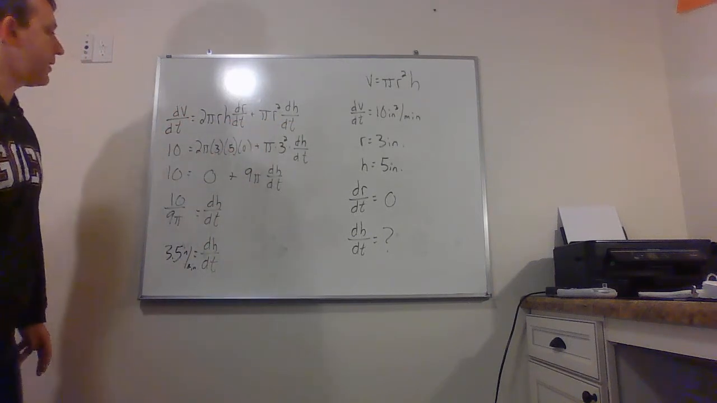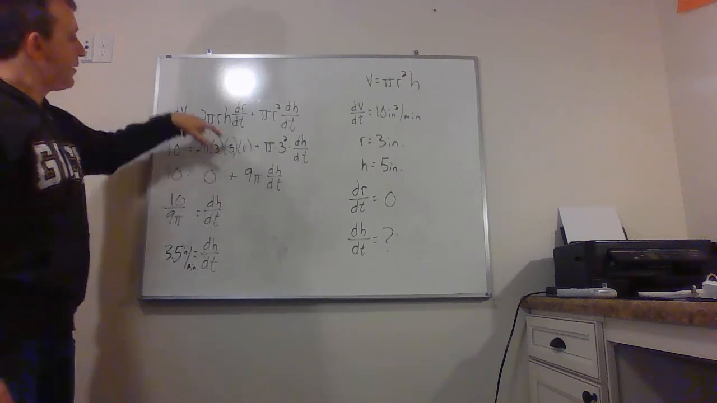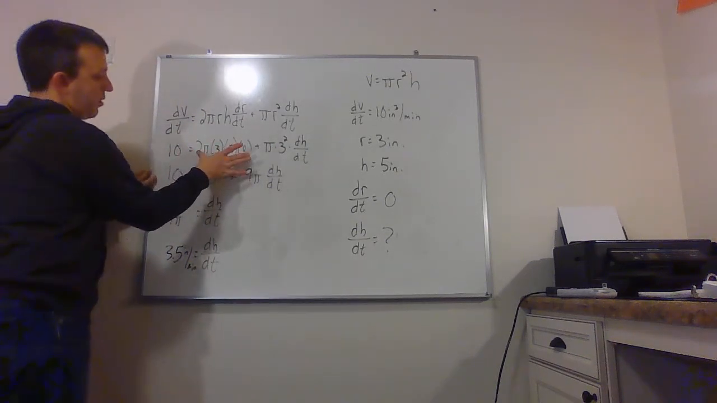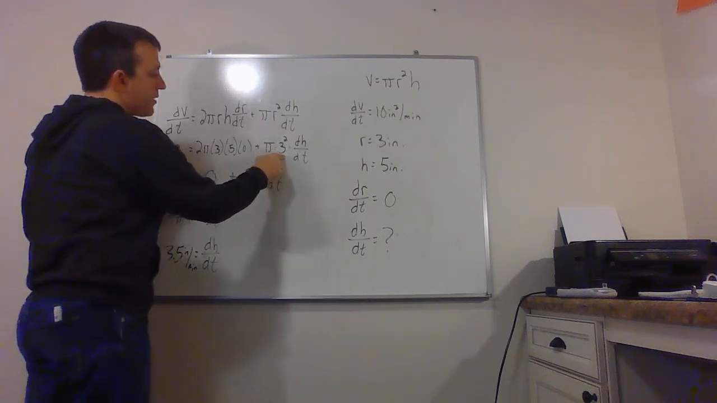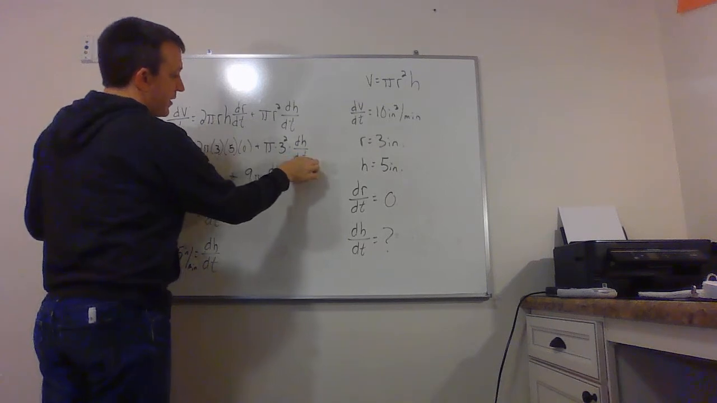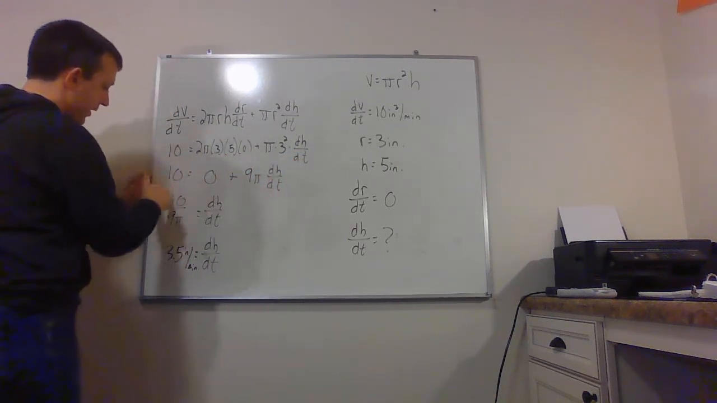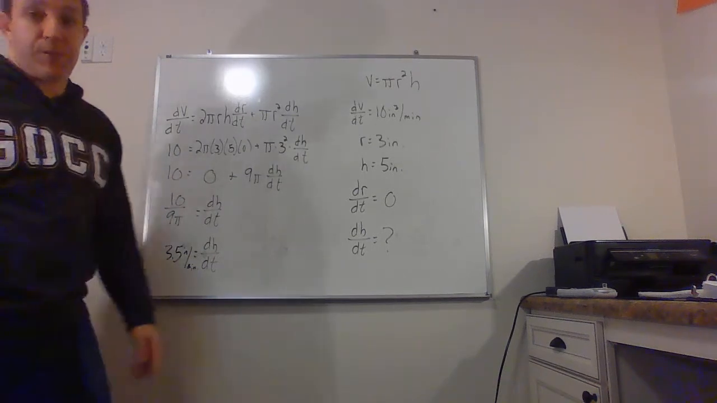It's kind of big and it's a mess. I plug everything in. 2 pi, 3, 5. 3 is r, 5 is h, but dr/dt is 0, which is nice. It makes all of that go away and turn into 0. r is 3, so we get pi times 3 squared times dh/dt, for 9 pi dh/dt. I divided both sides by 9 pi. We get 10 over 9 pi, or about 3.5 inches per minute.